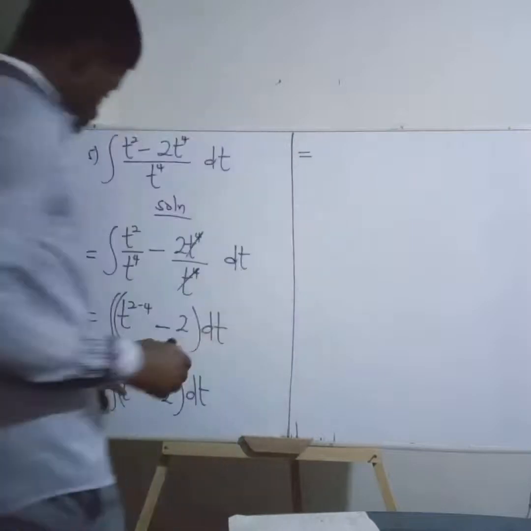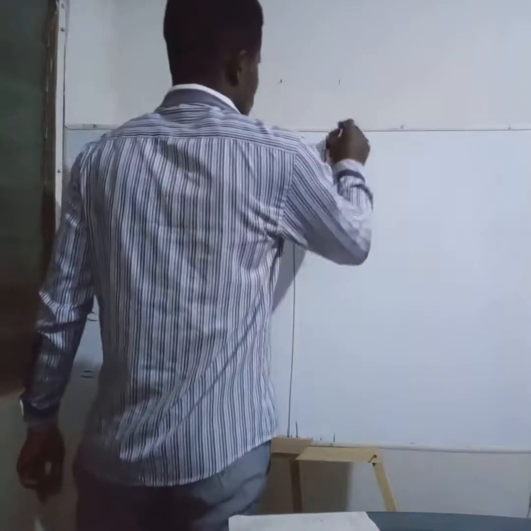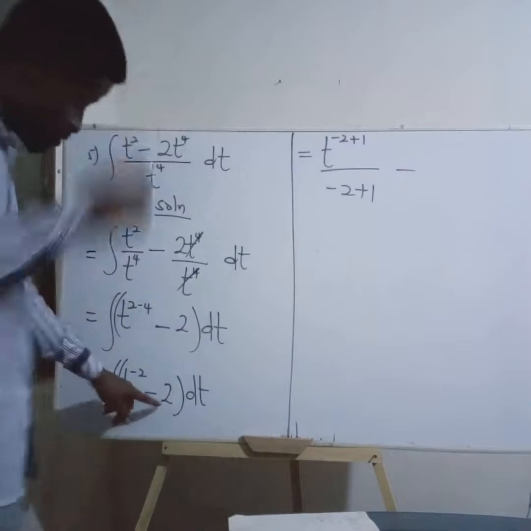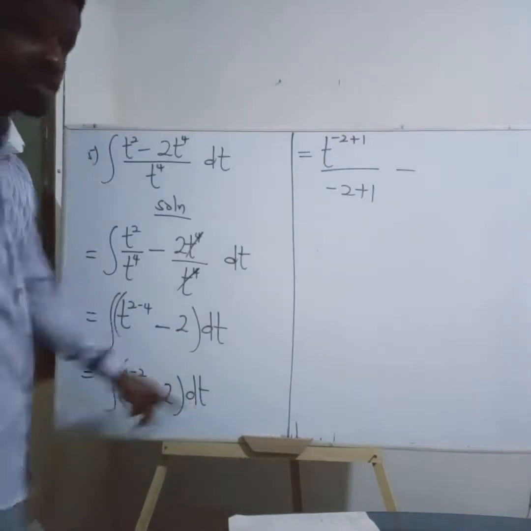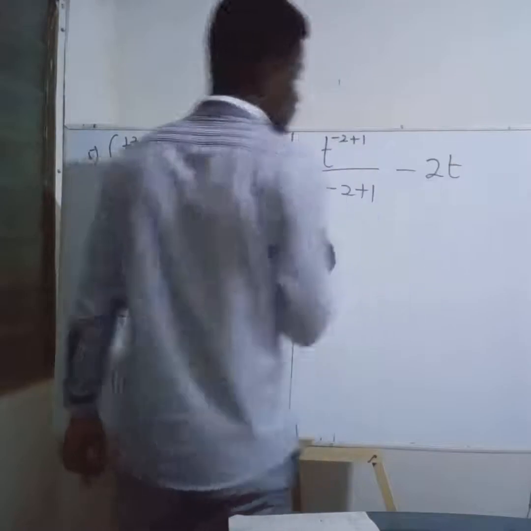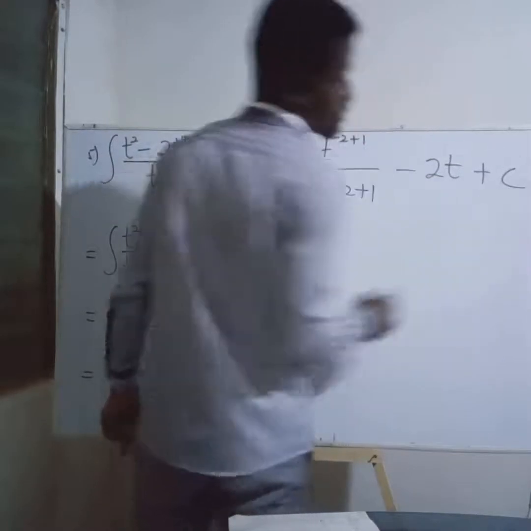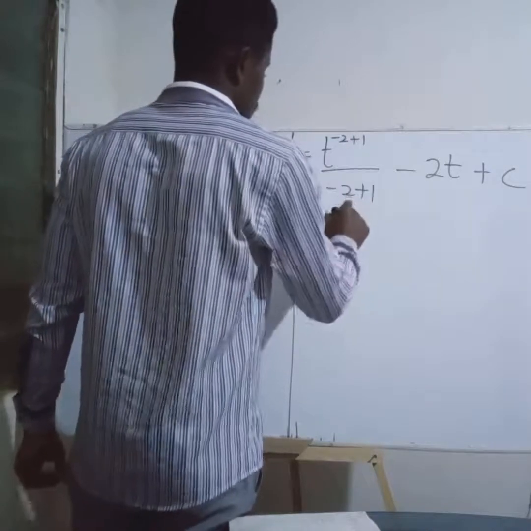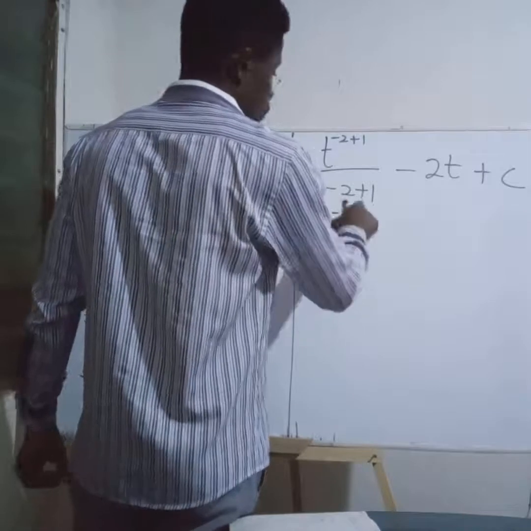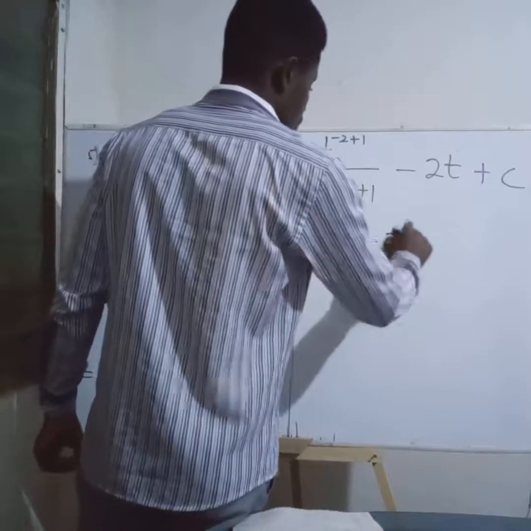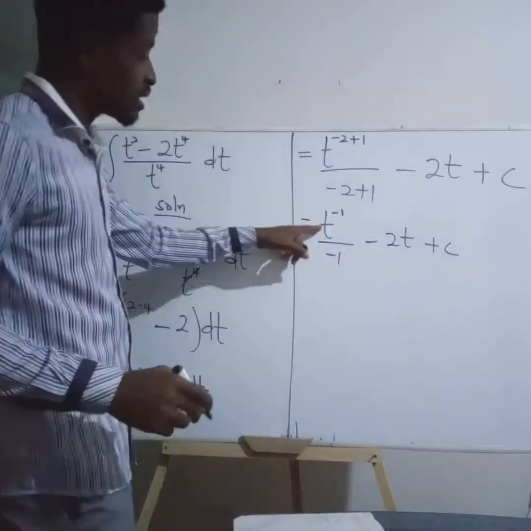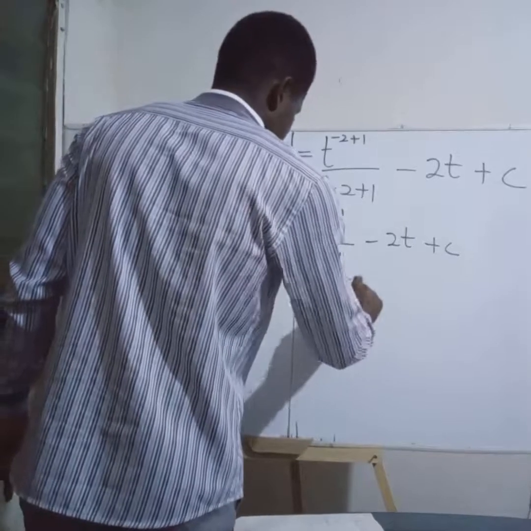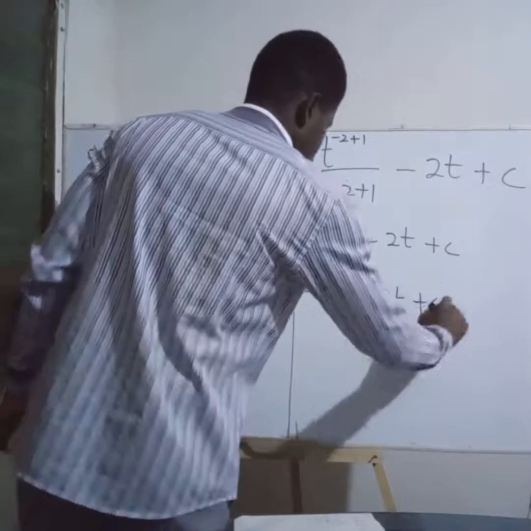It's equal to, the rule says add 1 to the power. So minus 2 plus 1 divided by minus 2 plus 1 minus, when we integrate 2 with respect to dt, you get 2t. Don't forget, plus my constant of integration. So I'll have t to the power negative 2 plus 1, which is negative 1, divided by negative 2 plus 1, which is negative 1, minus 2t plus c. Now t divided by negative 1 will give you negative t exponent minus 1 minus 2t plus c.